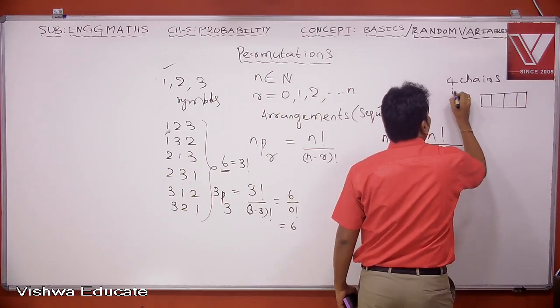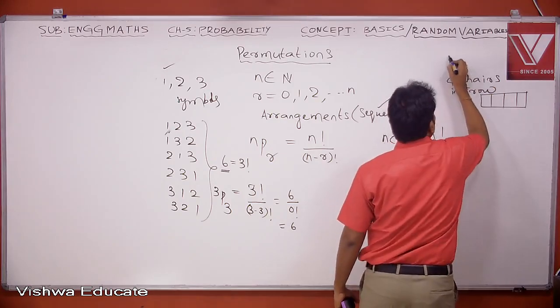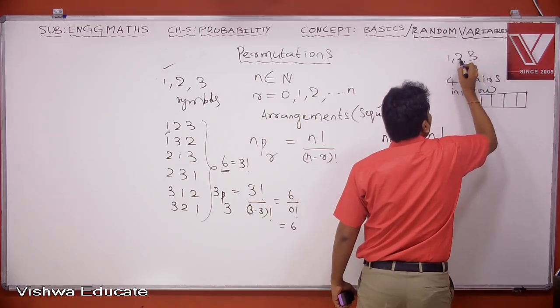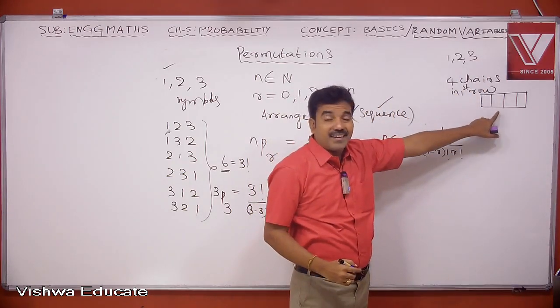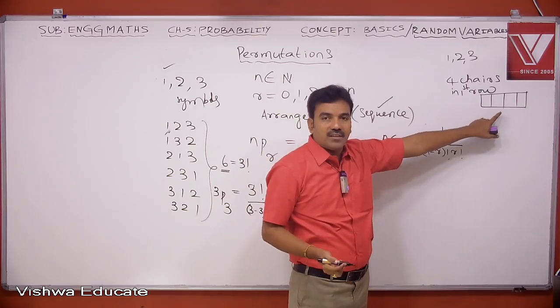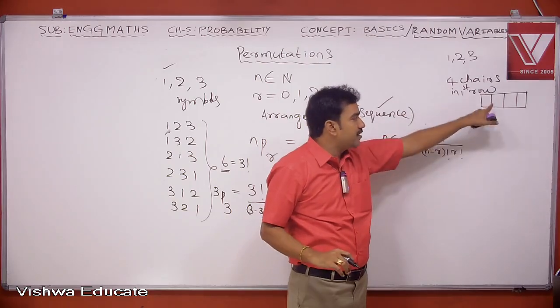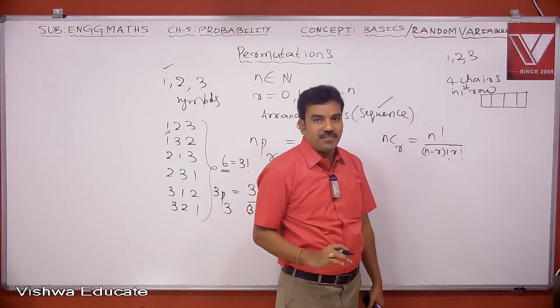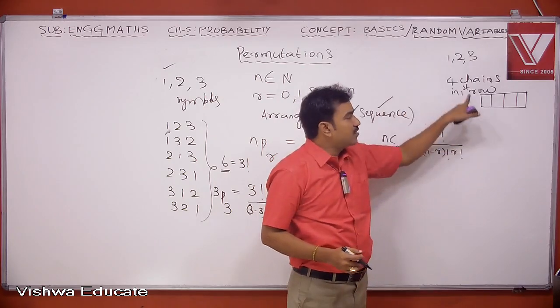4 chairs in first row. Suppose 3 students are willing to sit in the first row. This is the first row. In the first row, there are exactly 4 chairs. 3 students having roll number 1, roll number 2, roll number 3 are willing to sit in 3 of these chairs. So in how many ways can they sit among these 4 chairs?